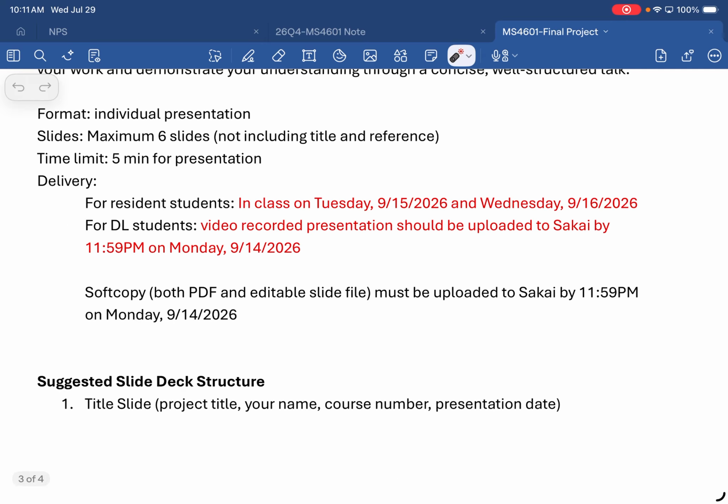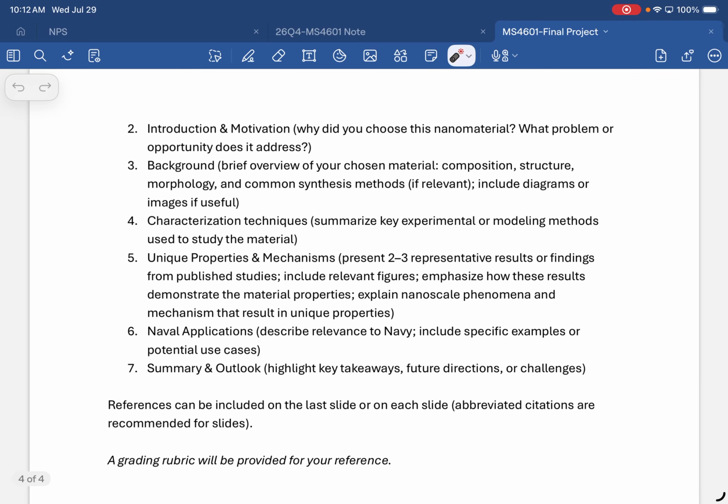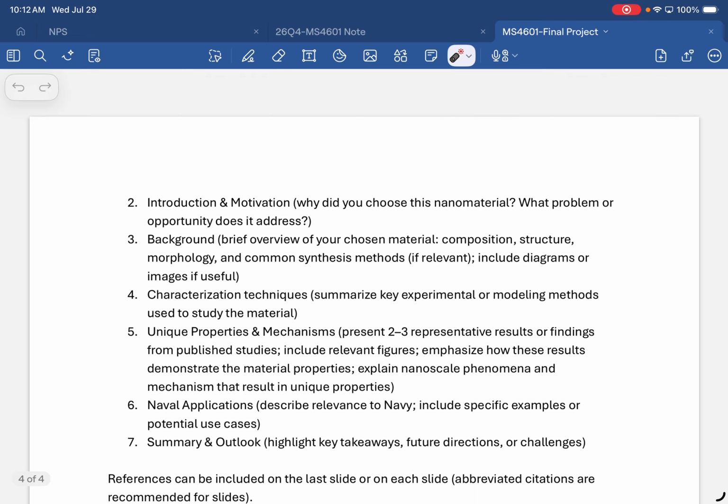And then this is the suggested slide deck structure: title slide, and then introduction, motivation, background. Again, these are just suggestions, but if you want to structure it differently, feel free to do so, okay. And then the grading rubric for the final presentation and also the report have been uploaded, so take a look, and as you write, write such that you meet those grading rubrics. Okay, so basically that's it for the final project.